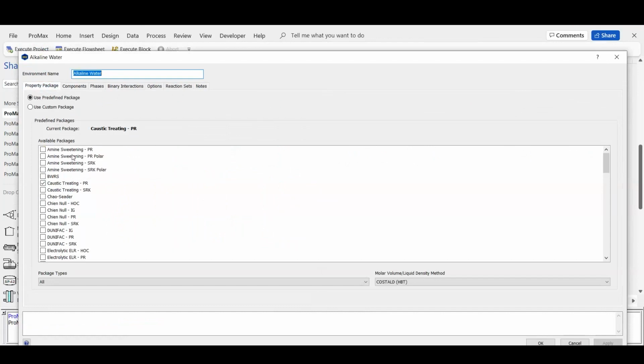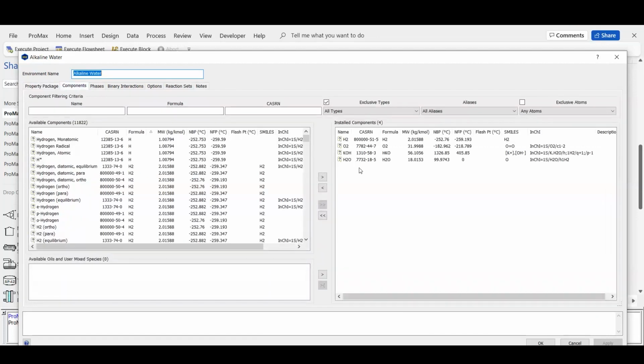This is very similar to the amine sweetening model, and the only difference is that there's a different viscosity correlation used to calculate the viscosity of caustic solutions than what we would use in the amine sweetening. But all the other electrolytic features of the amine sweetening model exist in this caustic treating model. For our component list, we have water and KOH, so they comprise the circulating solution that's going through the electrolyzer, and the water is the feed component. And then we have oxygen and hydrogen. They're the products of the electrolysis reaction. Those are the only components that we need.